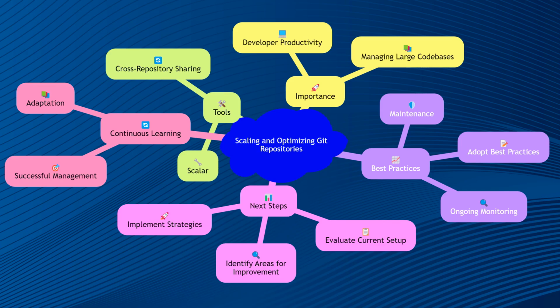Scaling and optimizing Git repositories is essential for maintaining developer productivity and managing large codebases effectively. By leveraging tools like Scalar and implementing cross-repository sharing, teams can overcome the challenges posed by large repositories. Adopting best practices and ensuring ongoing monitoring and maintenance further enhance repository performance. As a next step, evaluate your current repository setup, identify areas for improvement, and implement the strategies discussed in this presentation. Continuous learning and adaptation are key to successful Git repository management.